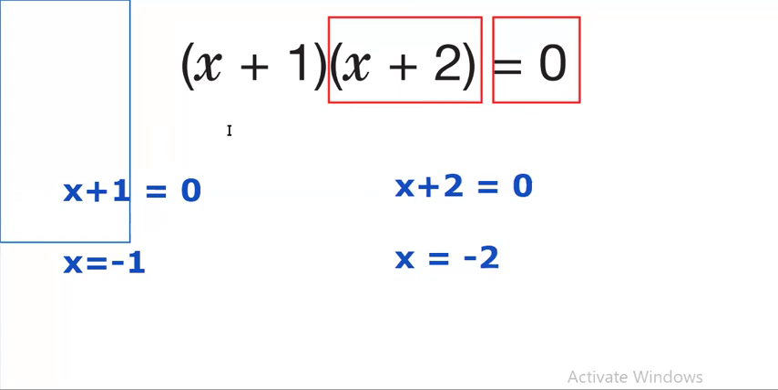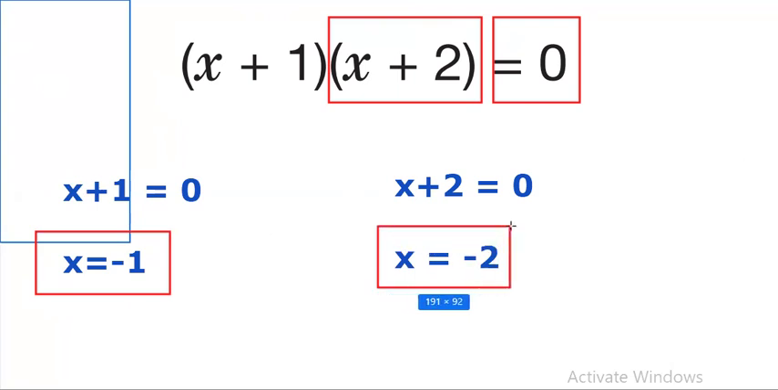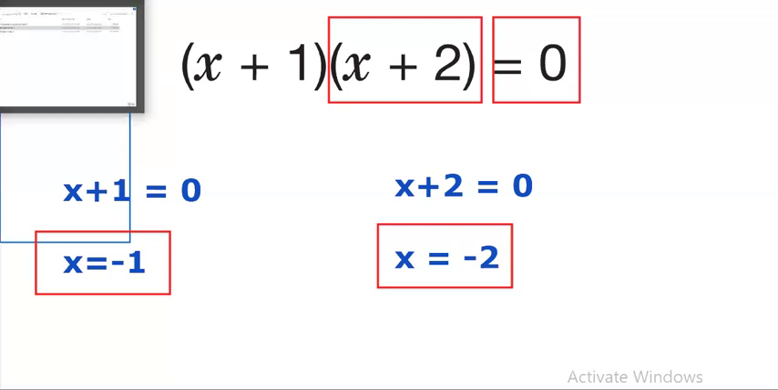Now, in solving, as we said, we take the first part, we make it equal to 0, and then the second part we make equal to 0. And then we make x the subject in both of them. And at the end, we will get our answers. So the final answers are here: x equals -1, x equals -2. Now let's take a look at another question so we get the idea.